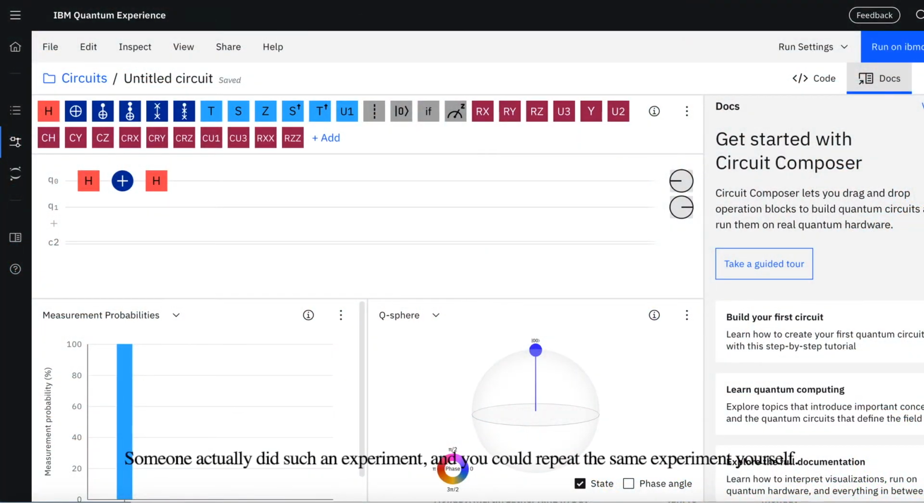Someone actually did such an experiment, and you could repeat the same experiment yourself. IBM launched the IBM Quantum Experience in 2016. It's a free platform where you can play with real quantum computers. You just need to sign up, get an account, and try that out. I'll put the link below.